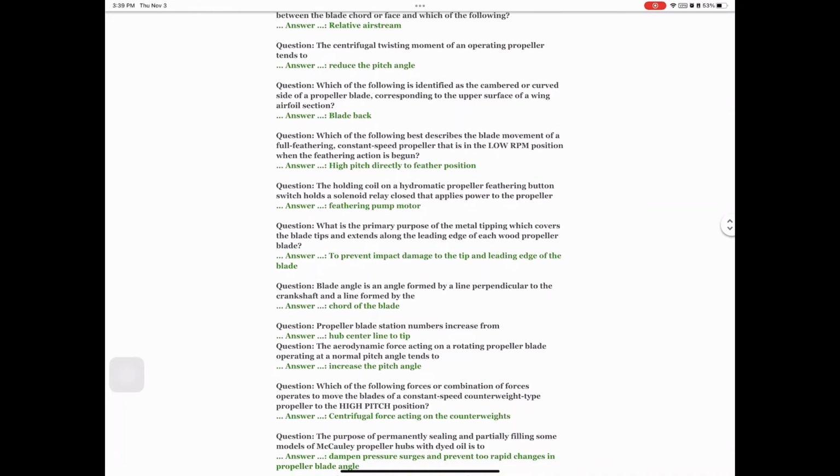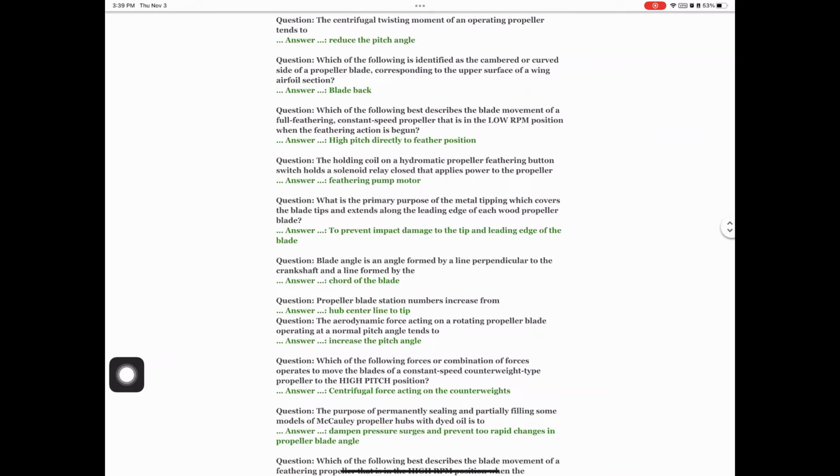Question: which of the following is identified as the cambered or curved side of a propeller blade, corresponding to the upper surface of a wing airfoil section? Answer: blade back. Question: which of the following best describes the blade movement of a full feathering, constant speed propeller that is in the low RPM position when the feathering action is begun? Answer: high pitch directly to feather position.